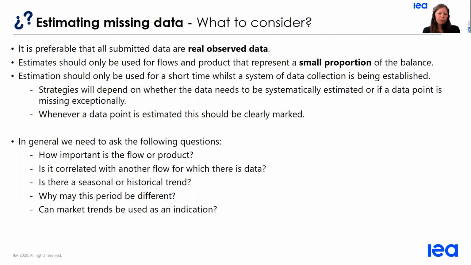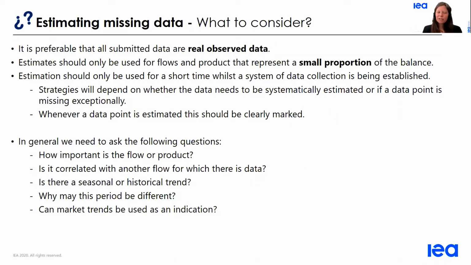First of all, how important is the flow or the product? Then, is it correlated with another flow for which there is data? This might help you to make an accurate estimation. Is there a seasonal or historical trend? Here again, if you have a very clear pattern, it might be easier to estimate.